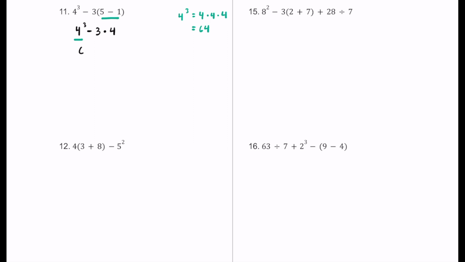So we can write this as 64 minus 3 times 4. Now between subtraction and multiplication, let's do the multiplication. So we have 64 minus 12, and 64 minus 12 is going to equal 52.